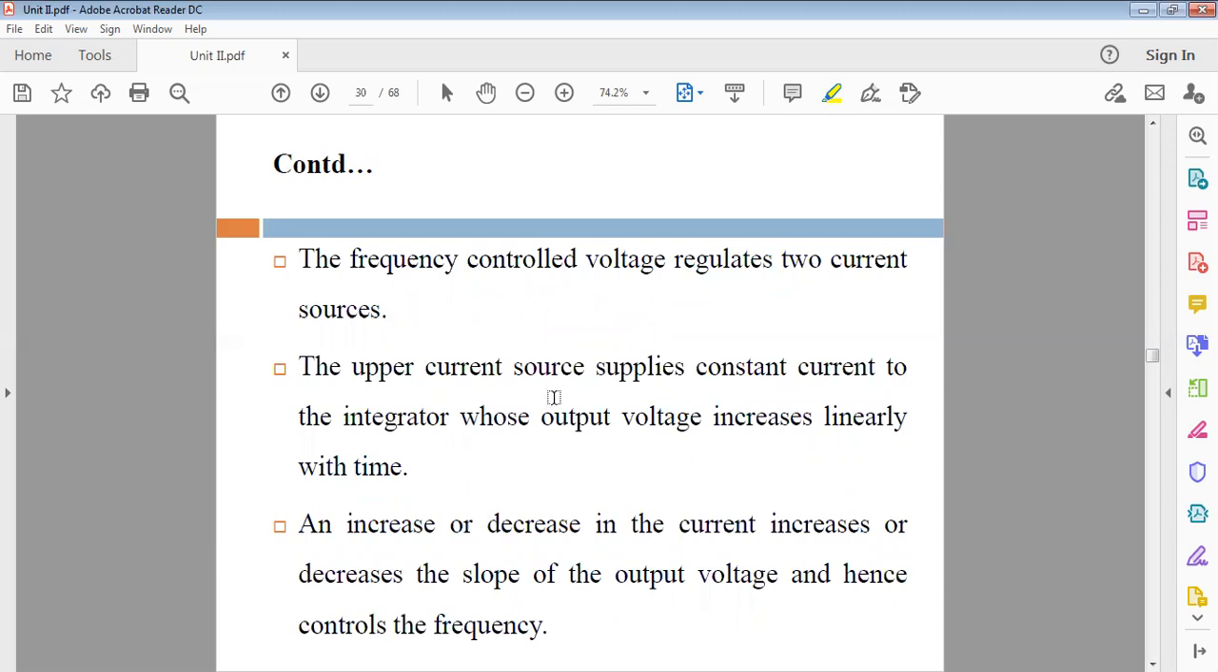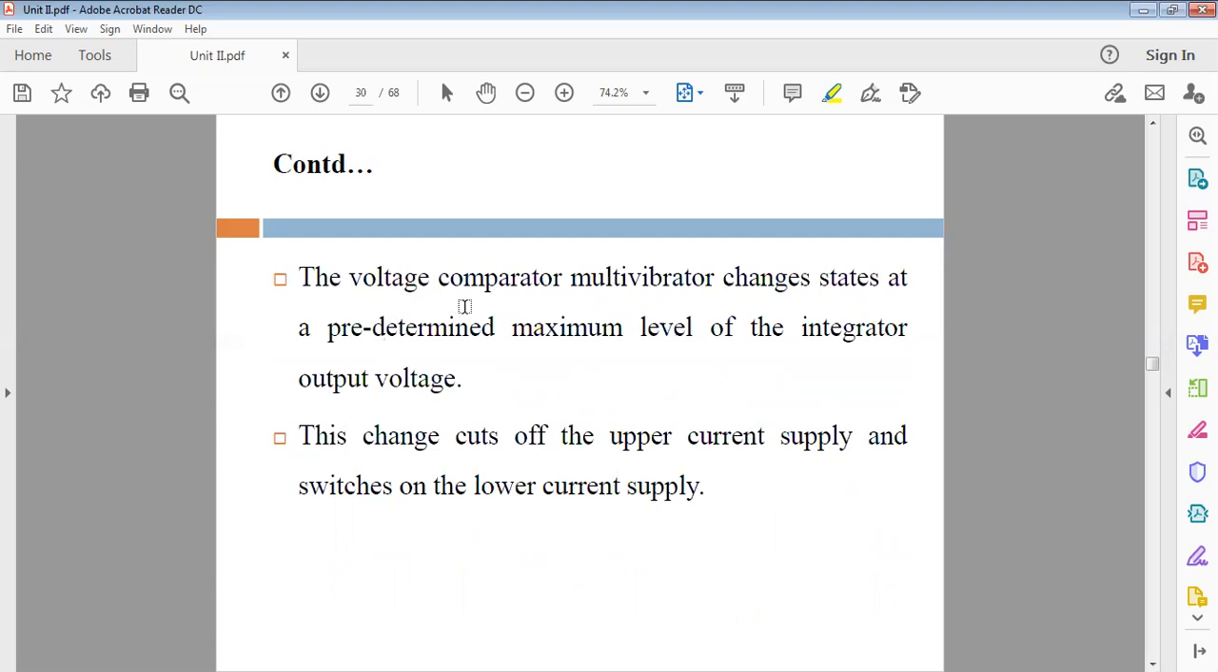The upper current source supplies constant current to the integrator, whose output voltage increases linearly with time. An increase or decrease in the current increases or decreases the slope of the output voltage, and hence it is used for controlling the frequency. Next, the voltage comparator multivibrator changes its state at a predetermined maximum level of the integrator output voltage. This change cuts off the upper current supply and switches on the lower current supply.